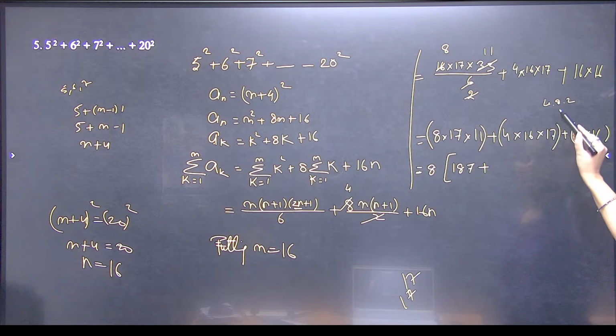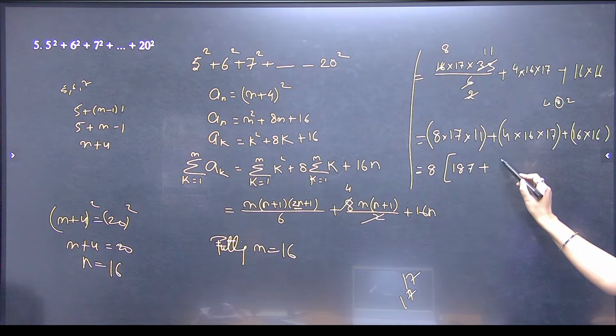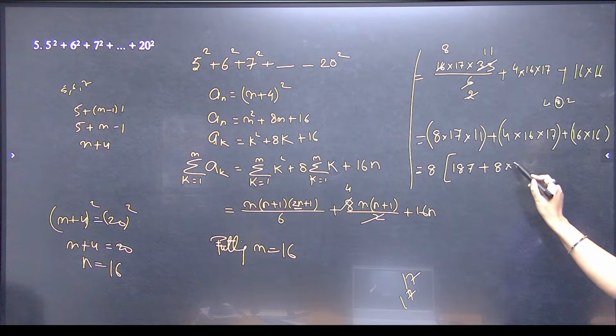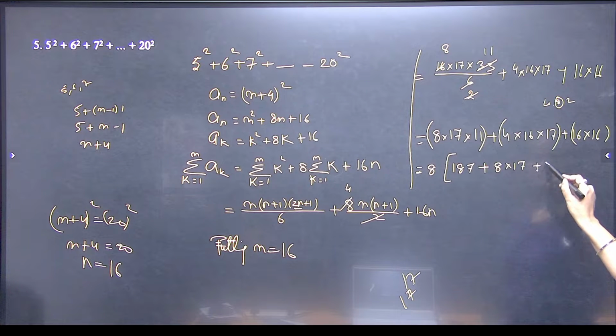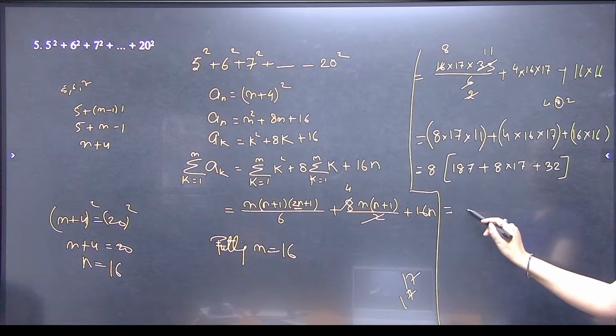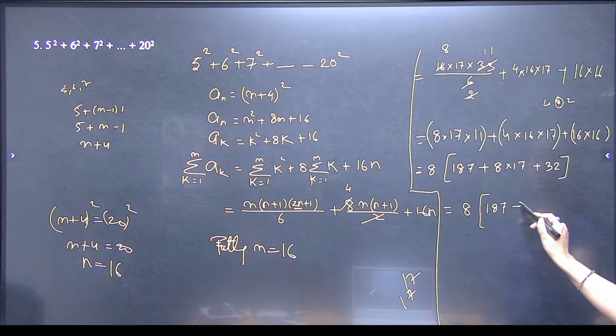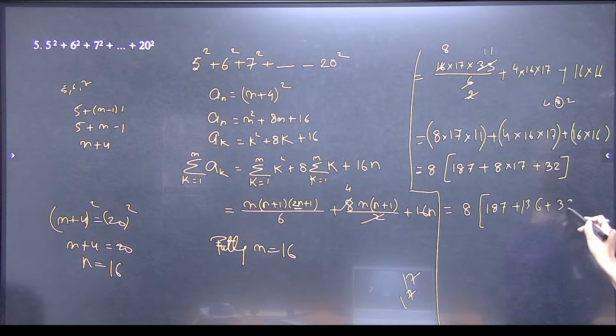So if I take 8, then we have 8. So it is 8 into 17 plus 32, okay, plus 32. Now in the next step what we do, 8 into 187 plus 136 plus 32. Now solve this equation, it will give you the answer.